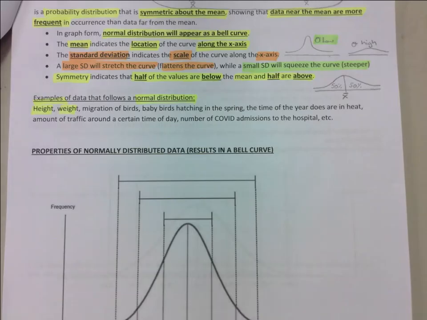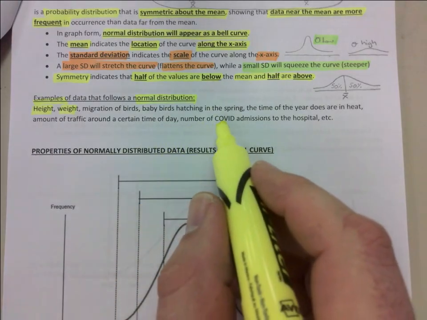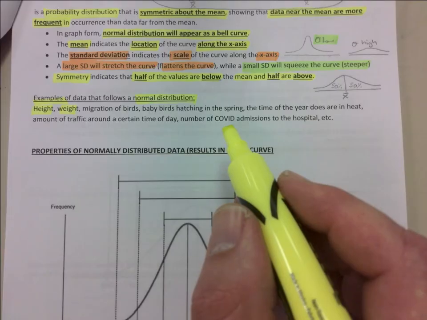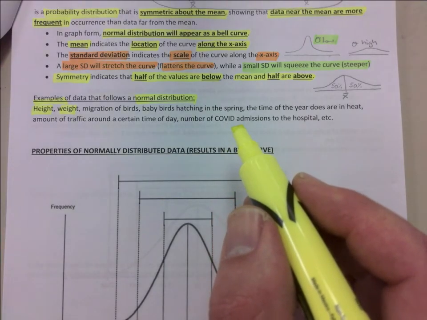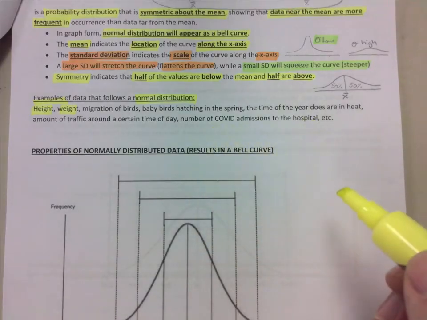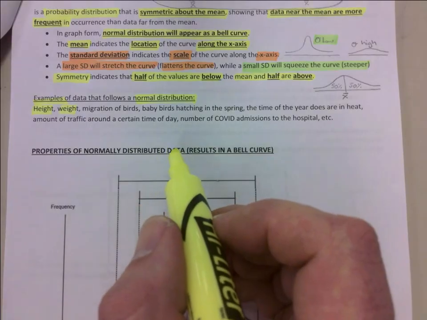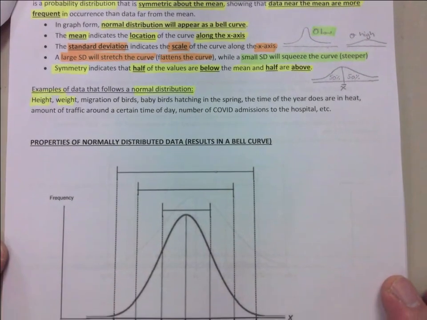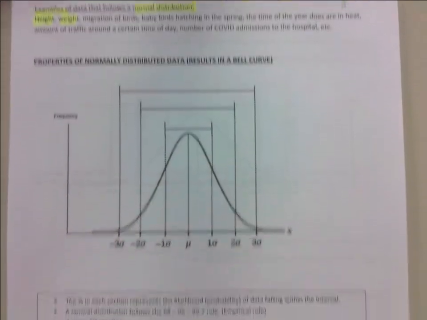It trickles down again. So there's baby birds hatching in the spring. There's some that hatch really early, and then more and more, but there's that peak at the center where most hatch, and then it slows down again, right? So things like that. COVID admissions to the hospital, traffic, if you consider rush hour traffic at Sisler, okay? Sure, there's going to be a few students that leave class earlier for some reason, but there's that peak, right? 3:35 probably, and then it slows down again. So that's something to remember. Not everything is normally distributed, okay?